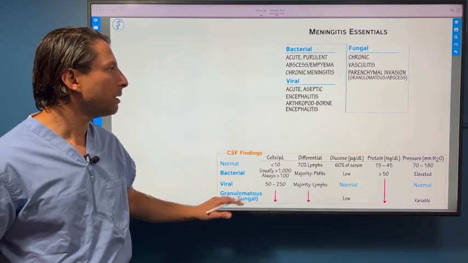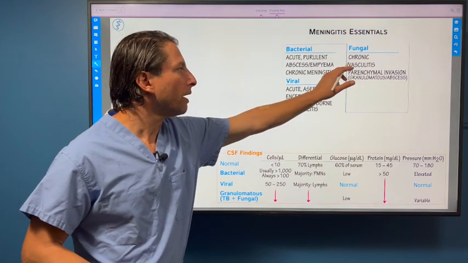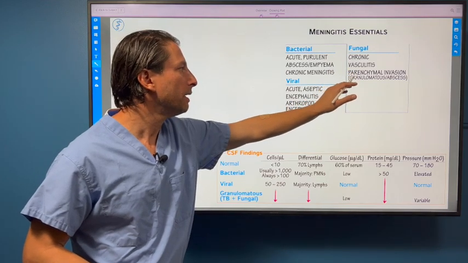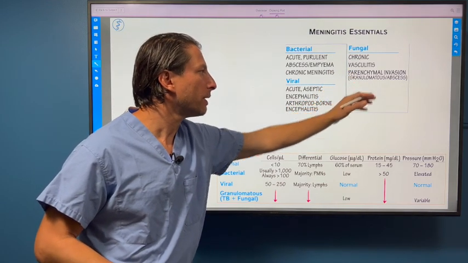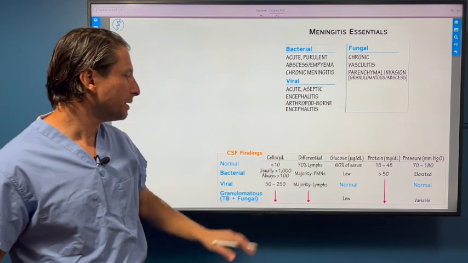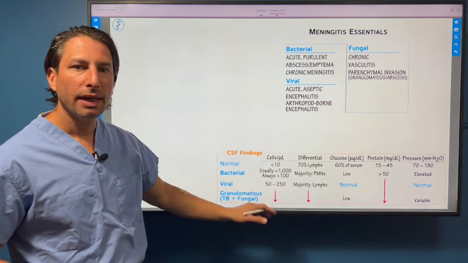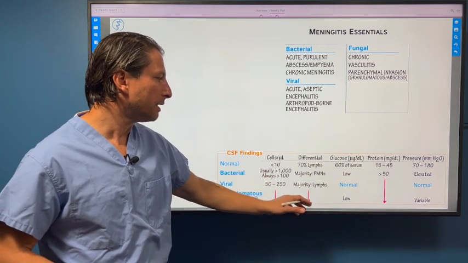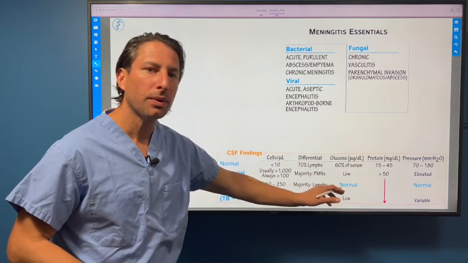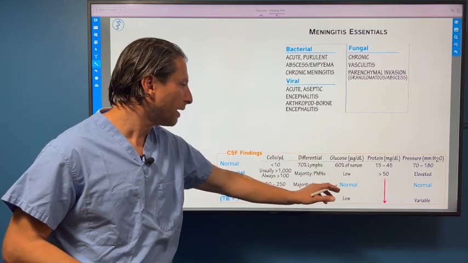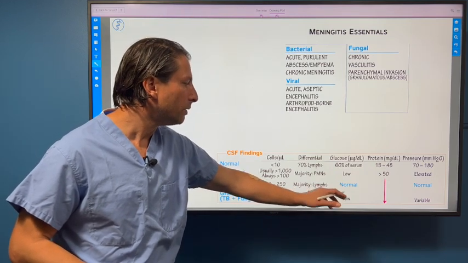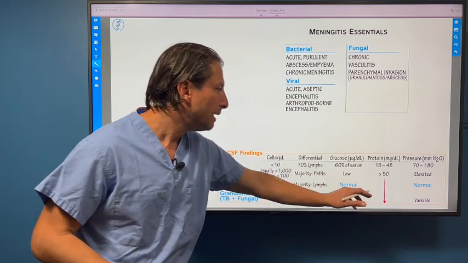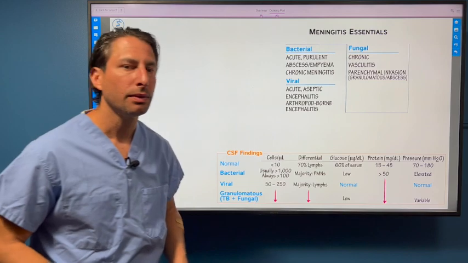Granulomatous, meaning TB, plus fungal. So there can be chronic fungal meningitis, vasculitis is covered in this topic, and then parenchymal invasion, so granulomatous disease or abscesses. Again, the cell count's going to be elevated, but not quite as high as bacterial. The majority are going to be lymphocytes again. The big differentiator between viral and fungal is the glucose itself. The glucose will be low, just like it is in bacterial, and then the protein will be elevated and the pressure is going to be variable.